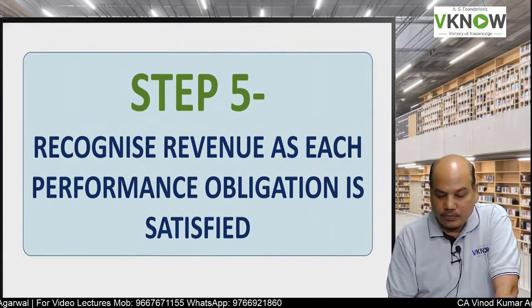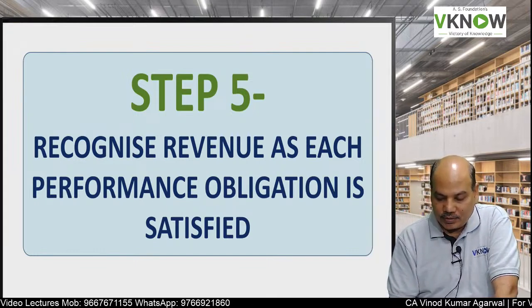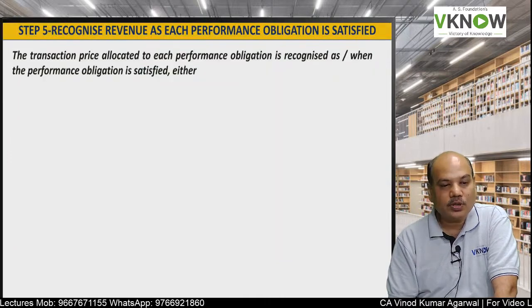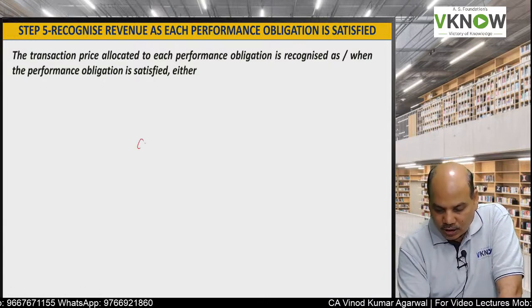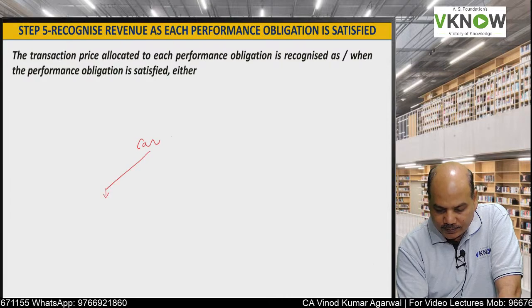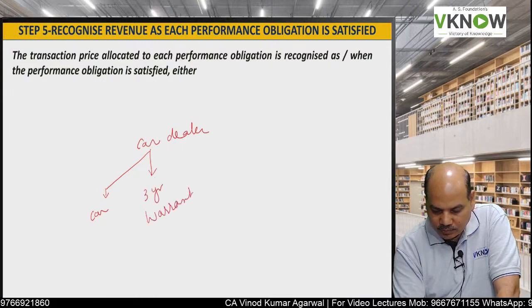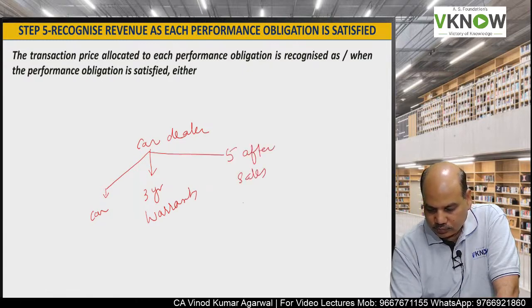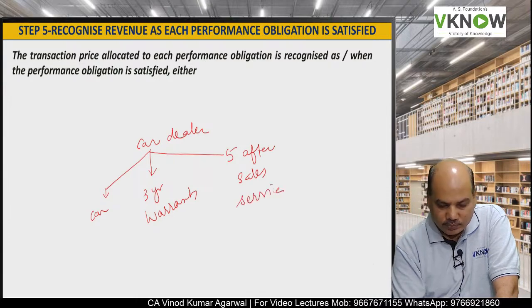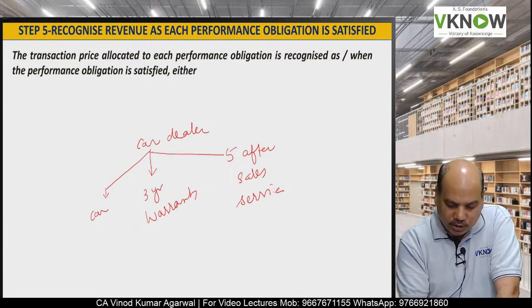Now the last step is to recognize revenue as each performance obligation is satisfied. So depending upon what that performance obligation is, the revenue will be recognized. So a car dealer will sell a car, 3-year warranty, 5 after sale services. So there are 3 performance obligations. You have to first allocate the transaction price over the 3 performance obligations.